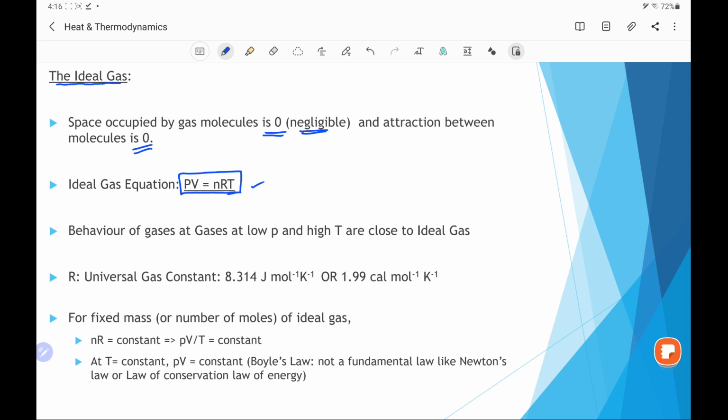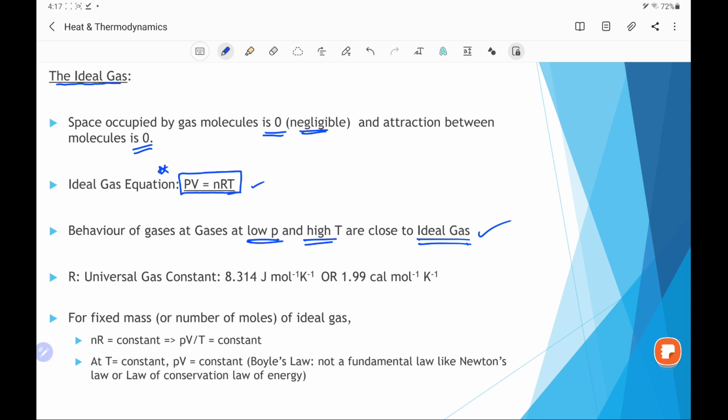And regarding the behavior of a real gas, if we check a real gas at low pressure and high temperature, it is very close to the ideal gas. So we can say a gas at low pressure and high temperature is very close to the ideal gas. That means we can treat that gas as an ideal gas. So we have to remember this ideal gas equation, PV equal to nRT, where the interaction between gas molecules is negligible or zero, and also the volume occupied by the gas molecules is zero.